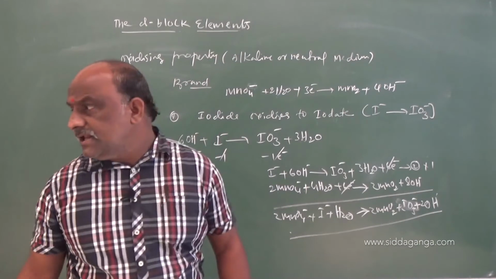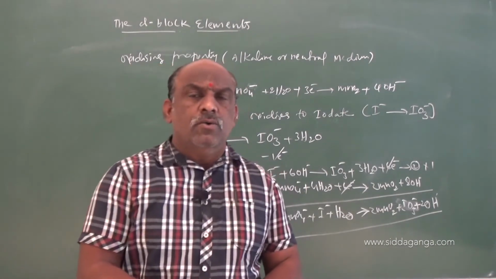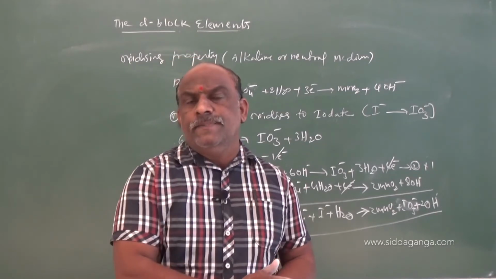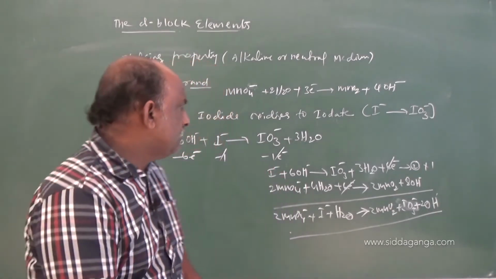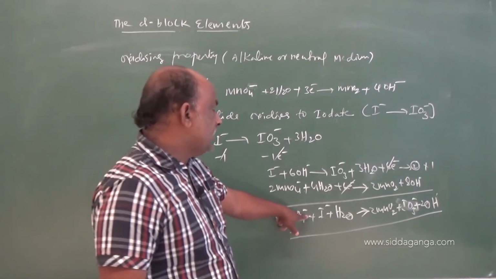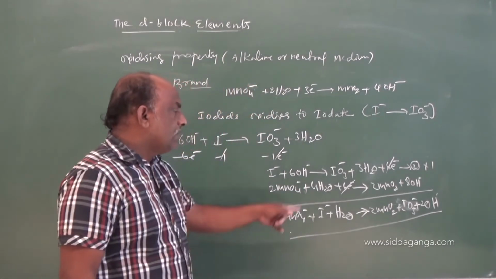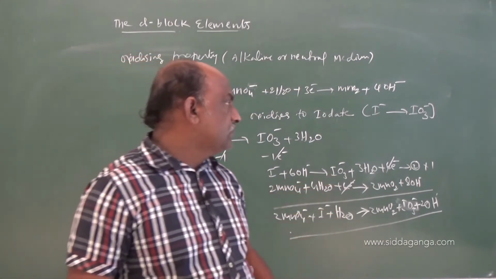This equation was there in your text. So, how was that equation derived? With respect to this, make a note: 2MnO4 minus plus I minus plus H2O gives rise to 2MnO2 plus IO3 minus plus 2OH minus.